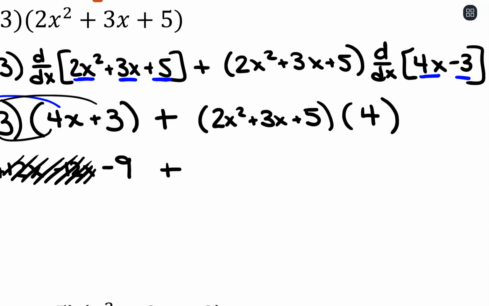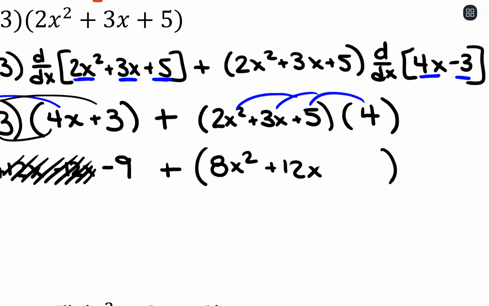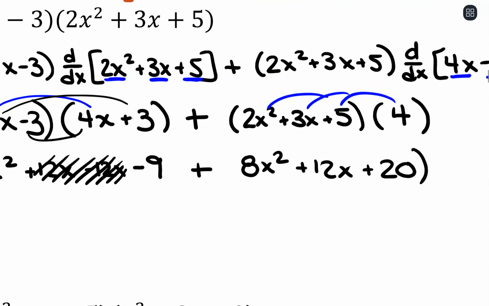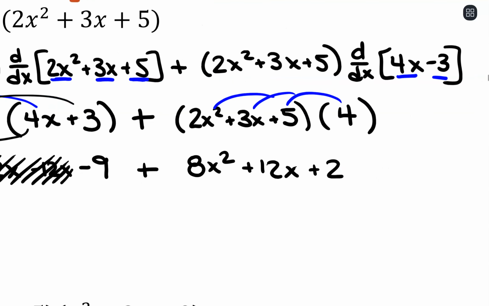Let's see, we have addition. Really, I should keep parentheses here, but they'll drop pretty nicely since this is all positive. But that 4 is going to distribute through. So 4 times 2x squared, 4 times 3x, 4 times 5. And since that's all positive and we're adding, that's just going to drop those parentheses.